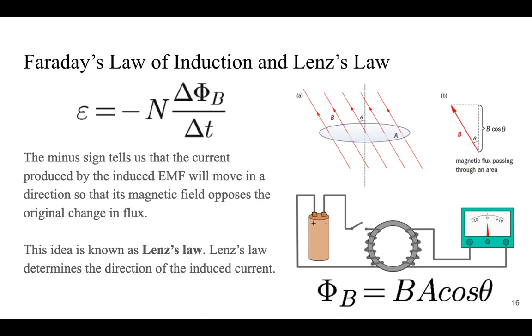So if we're looking at this, the minus sign is very important. The minus sign tells us that the current produced by the induced EMF, so this changing flux is going to cause a current. It's going to induce an EMF, which is a voltage, which is causing a current, and the direction of the current that is induced is going to create a magnetic field that opposes the change in flux. So yeah, that's a complicated idea. I've got slides where we'll look at this idea. So this is known as Lenz's law. Lenz's law and Faraday's law kind of go hand in hand. Lenz's law determines the direction of the induced current.